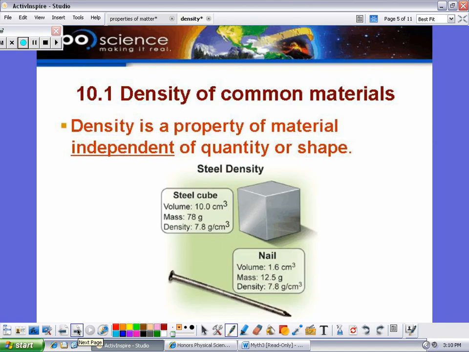Again, this is being redundant, repeating. Density is a property of material independent of quantity or shape. Independent, so it has nothing to do with how much there is of it or the shape of it. The density will always be the same for the material. So the object can change and be able to float or sink, but the density is not going to change at all. So here, if you look at a steel cube, the density is 7.8. You put it into the nail form, it's still 7.8. It's a smaller volume, but it's still the same amount of density.